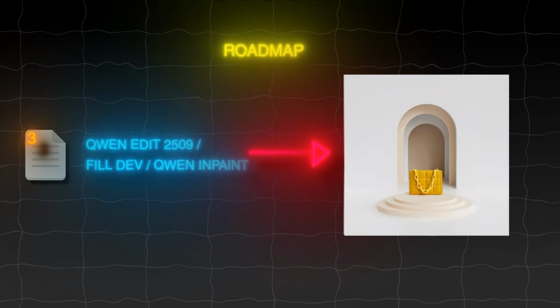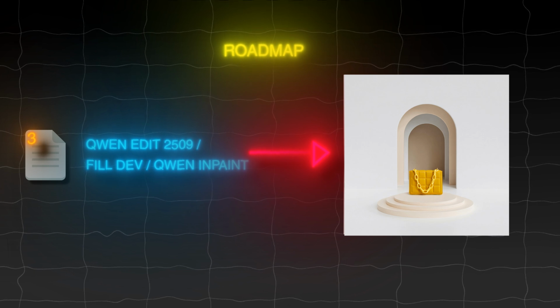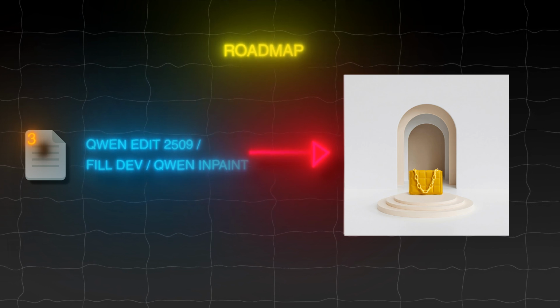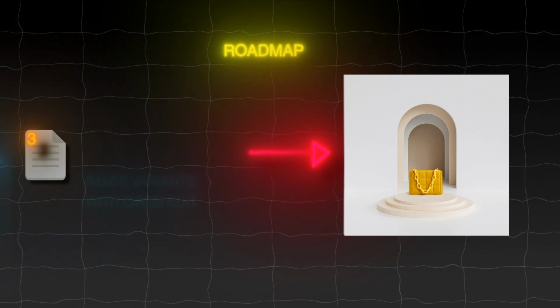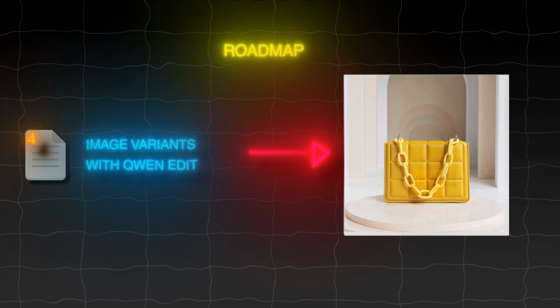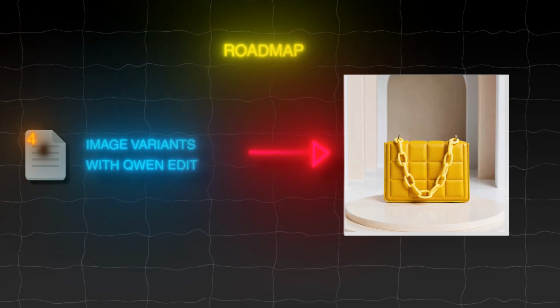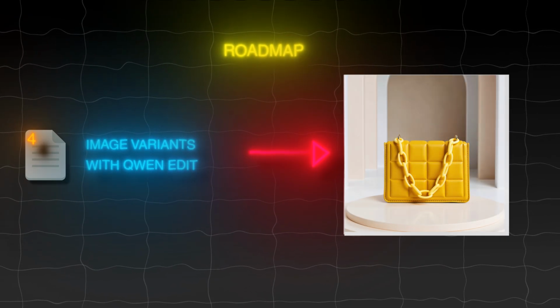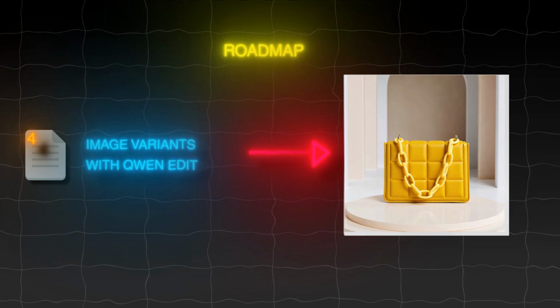And then we put our brand object, with the help of Fill Dev, Qwen Edit, and some in-painting, and our image will get commercial grade. And finally, we will get variants of our image from different angles, some zoom in and out and other kinds of things. Upscale again and get the final series of images.